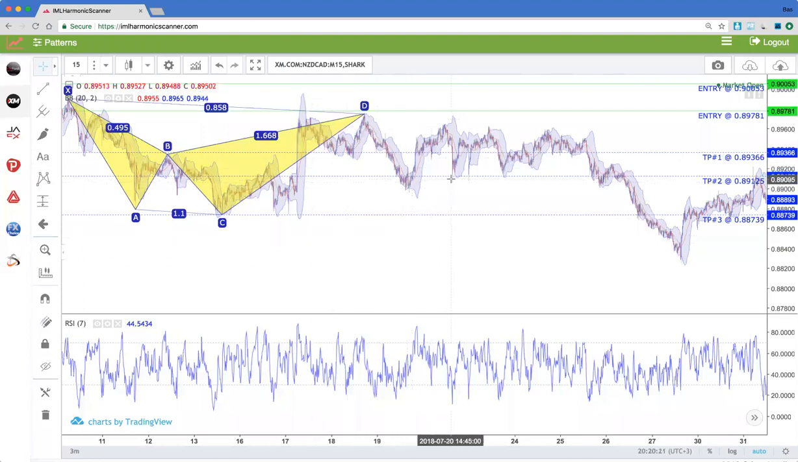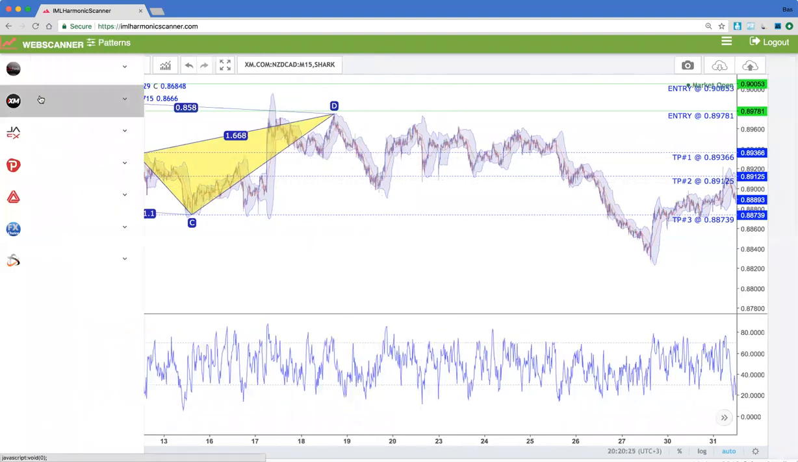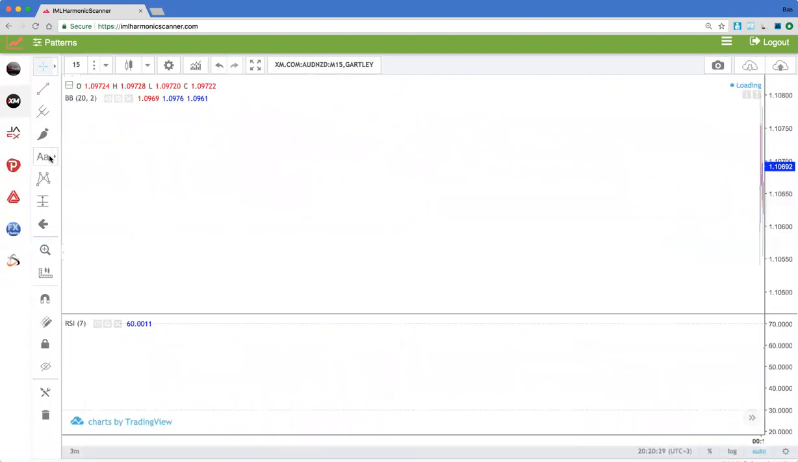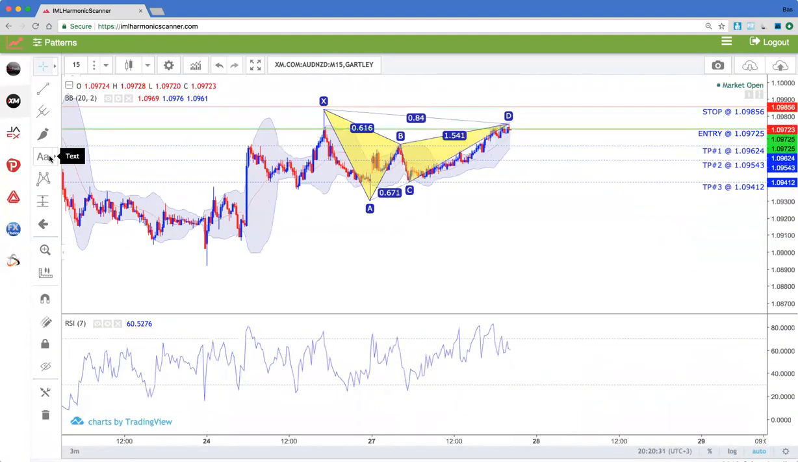You don't have to take all of them. Quality over quantity, we always say in trading. So you start on the top and you just search for the new patterns. This is a beautiful new pattern. Now there's a couple of things.